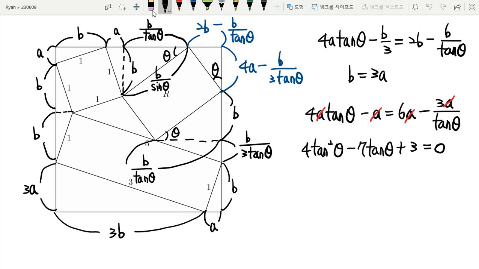But in such case, the middle one will be 5x instead of 7, right? So instead of 2x, you can try 4x and x. You're right. So that means the two values are 1 and 3 over 4. So there are two possible cases. The first case is when tangent theta is 1.